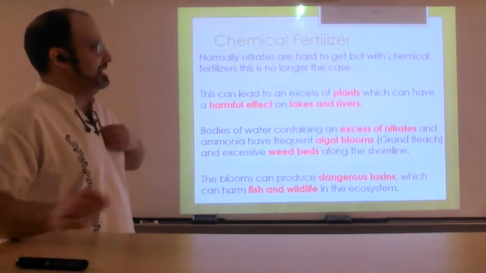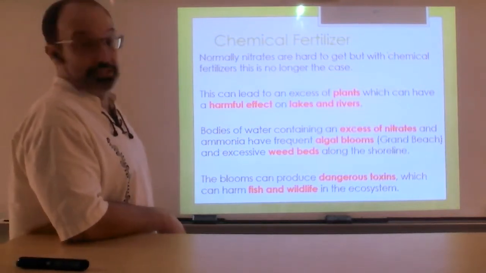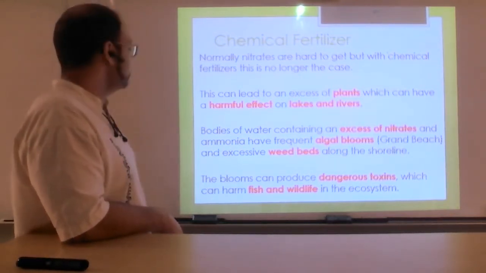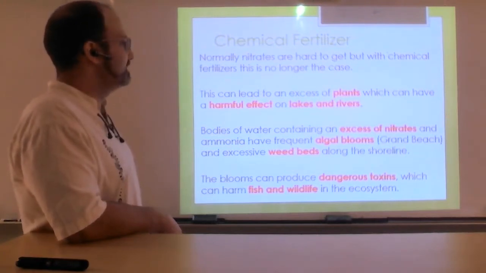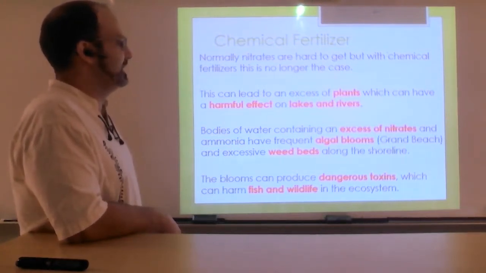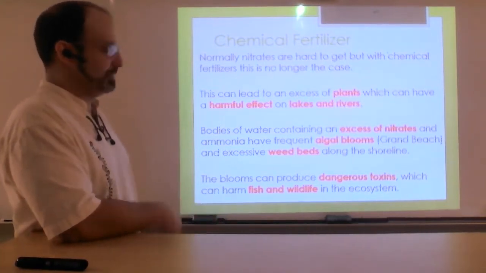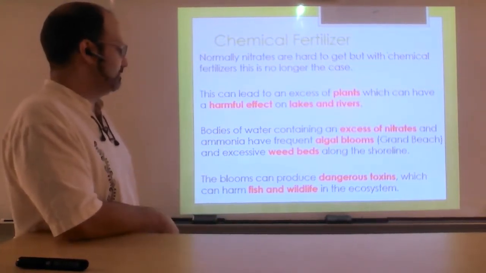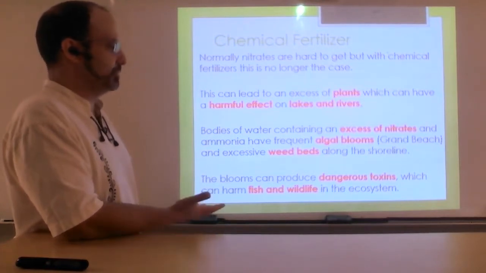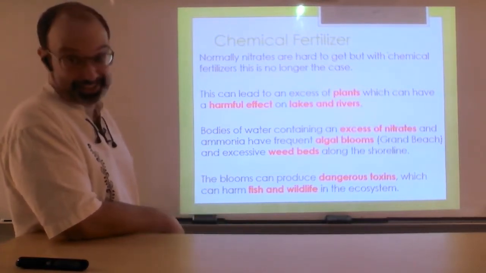Normally, nitrates are hard to get, but with chemical fertilizers, this is no longer the case. This can lead to an excess of plants, which can have a harmful effect on lakes and rivers. Bodies of water containing an excess, that means too much, of nitrates and ammonia have frequent algae blooms. Grand Beach, near us, has that all the time.